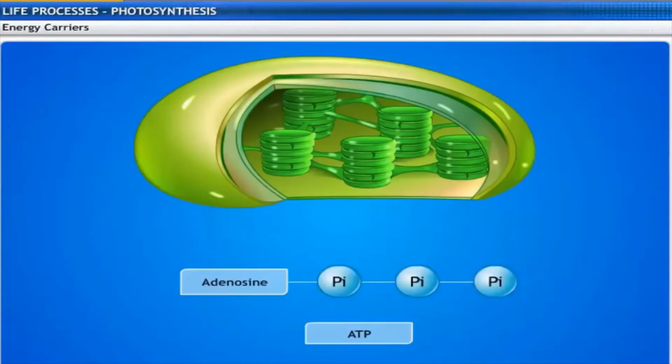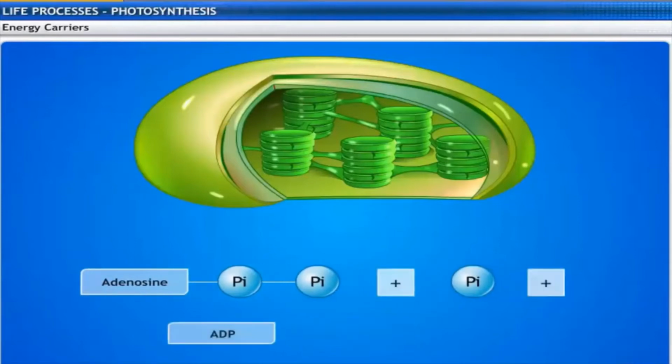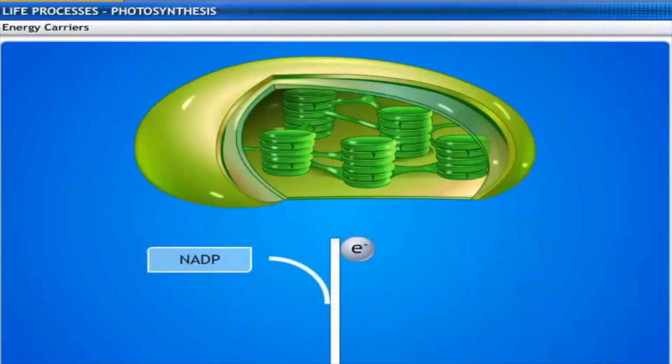ATP, adenosine triphosphate, acts as an energy carrier. The third phosphate group in ATP breaks up, releasing ADP, phosphate, and energy. NADP is nicotinamide adenine dinucleotide phosphate that is used as an electron carrier. NADPH is the reduced form of nicotinamide adenine dinucleotide phosphate that serves as an energy carrier.